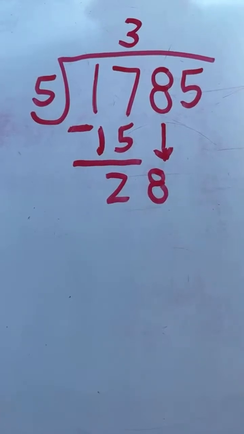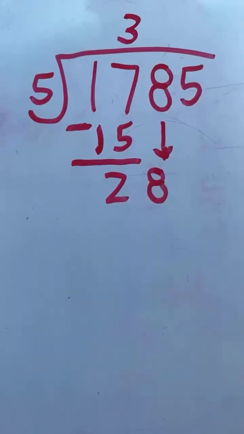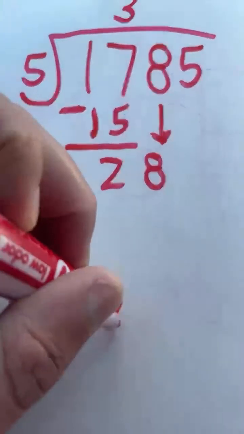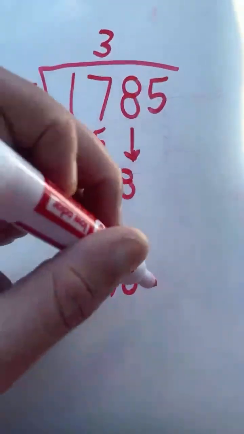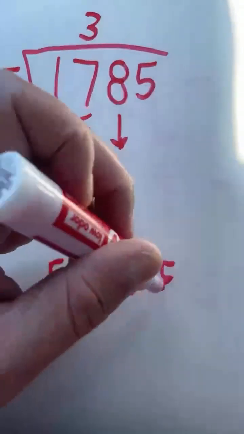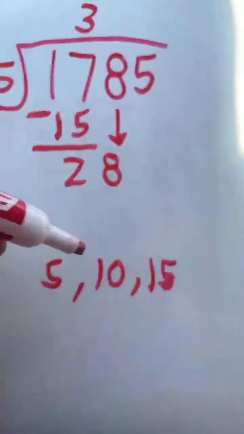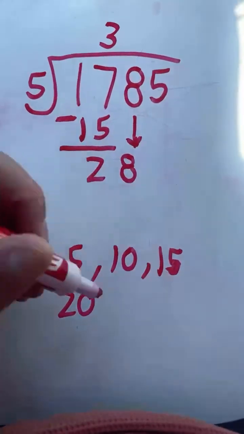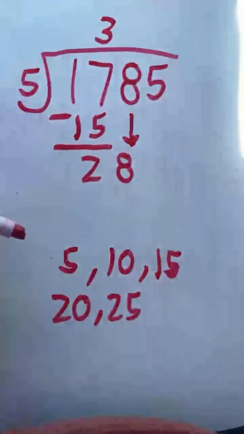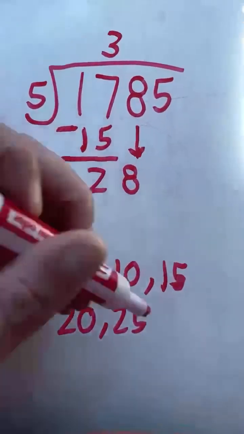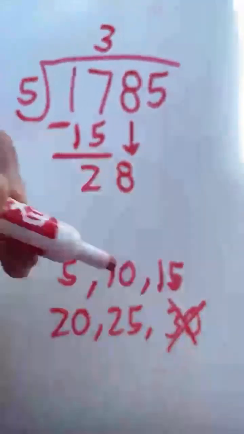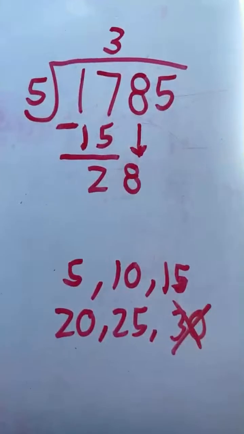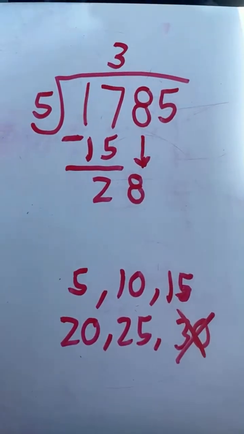Now we have 28 divided by 5. So I got to figure out how many groups of 5 go in 28. So counting by 5s again. 5, that's one group. 10, two groups of 5. 15, three groups of 5. I know I got to make my 5s a little neater. 20, four groups of 5. 25, five groups of 5. Now if I count by 5 again, I'll be at 30, and that'll be too far. 30 is too far. But I was able to get 1, 2, 3, 4, 5 groups of 5 within 25.